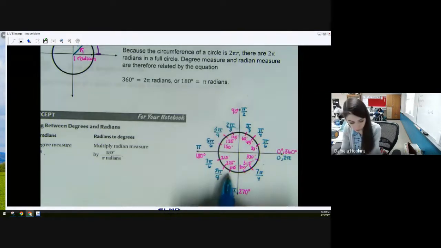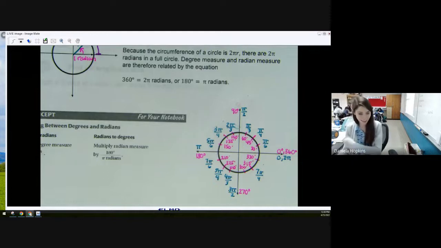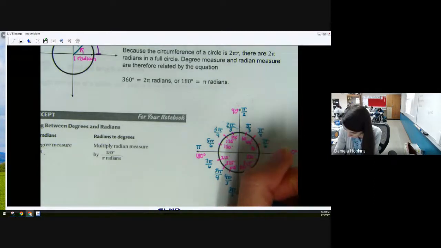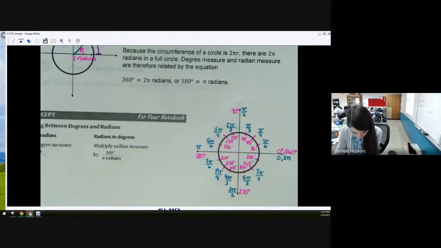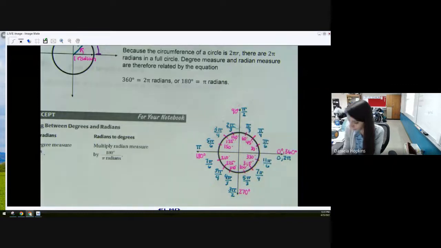8 pi over 6 will reduce to 4 pi over 3. If we didn't have to reduce, this would be a lot easier. And then it would be, let's see, 7, 8 pi, 9 pi over 6 would be 3 pi over 2. And then we end up with 10 pi over 6 ends up being 5 pi over 3. And then we have an 11 pi over 6, which does not reduce. And then finally, 12 pi over 6 would reduce to 2 pi.